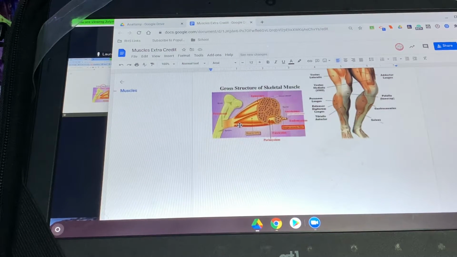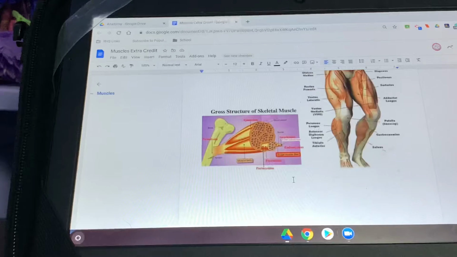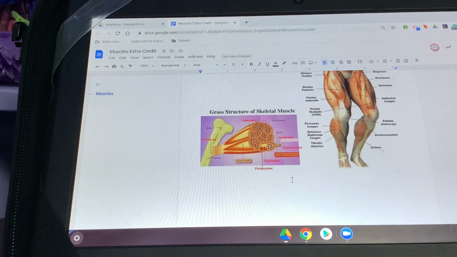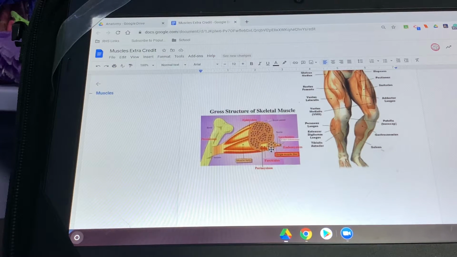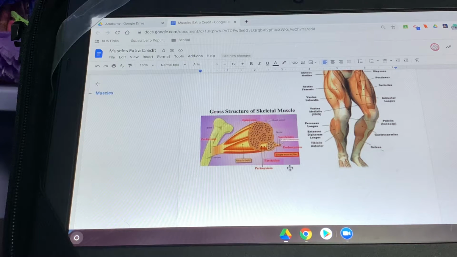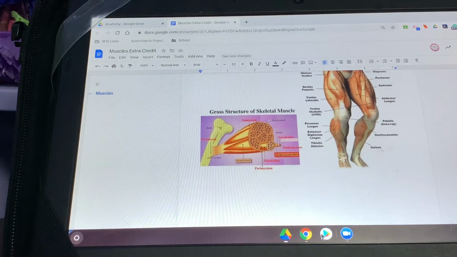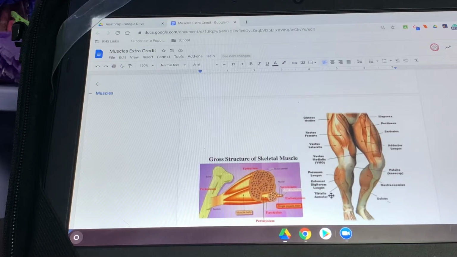So for an in-depth picture of the skeletal muscle, this is basically the same thing, but the covering is the epimysium, and then there are blood vessels running throughout, and then there's little parts of the perimysium, which are fascicles, and then within that it's a bunch of endomysium, which is a single muscle fiber.